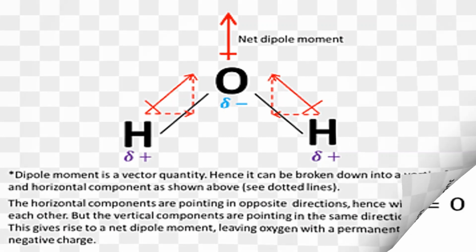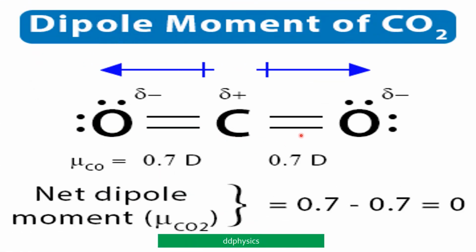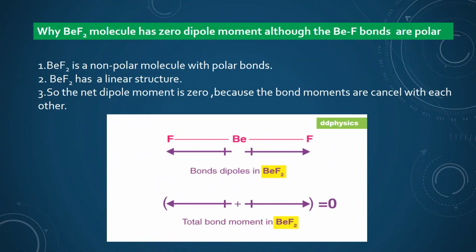But as far as carbon dioxide is concerned, it has a linear structure. The dipole moment is in this direction and the other is in the opposite direction. Here the dipole moment is 0.7 D between carbon and oxygen, and also 0.7 D for this bond. Both are in opposite directions. It is a vector quantity, so we can take one direction as positive and the other direction as negative. So the net dipole moment, mu of CO2, that means the dipole moment for carbon dioxide, is 0 because of this linear shape.